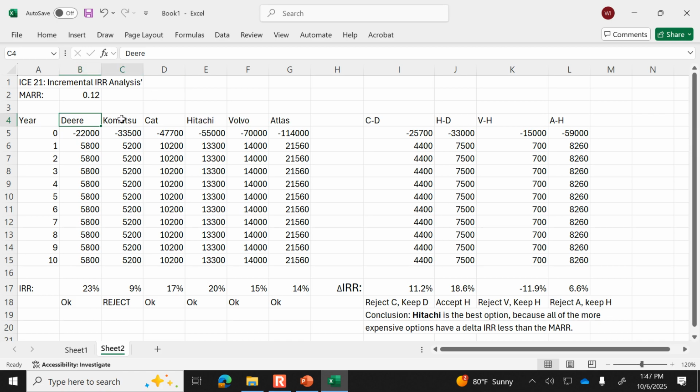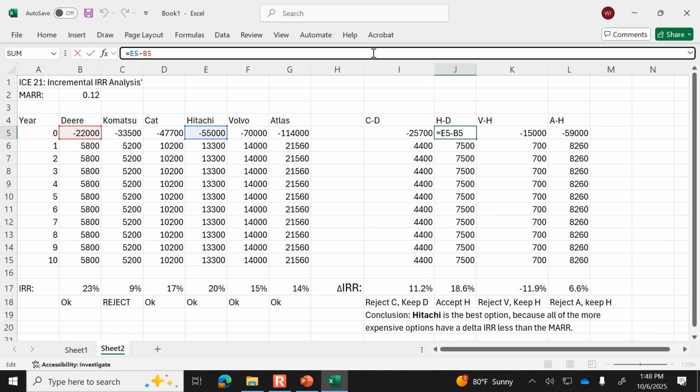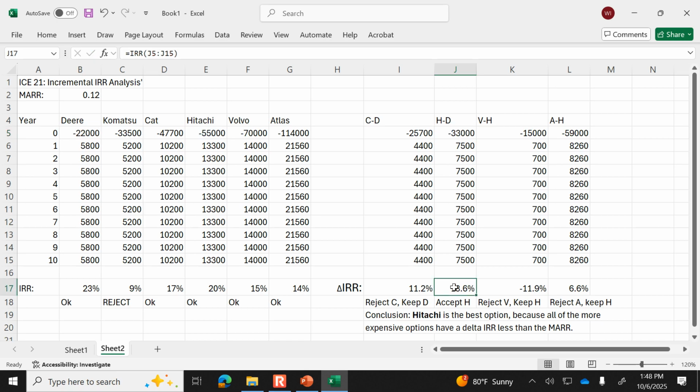So we rejected Komatsu in initial screening. We had rejected cat through the first incremental matchup. So now it's Hitachi versus deer. So more expensive minus the less expensive. So Hitachi versus deer. The rate of return on the increments, 18.6. That's acceptable. So that means we now choose Hitachi.